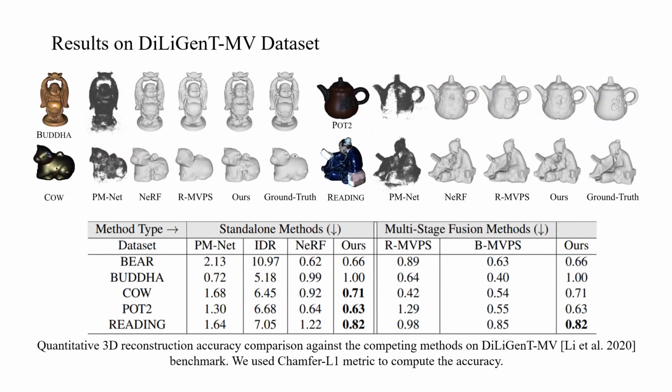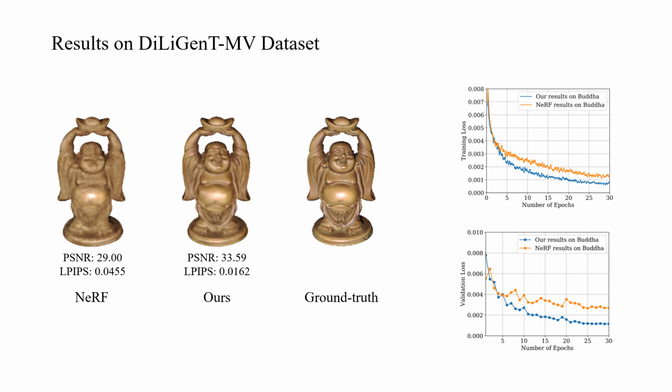We evaluate the performance of our method on the DiLiGenT-MV dataset. Here we compare the 3D reconstruction accuracy using the Chamfer L1 metric. The statistics show that our method is better than the standalone methods and comparable to the multistage fusion methods. In addition to that, our method is more favorable than the complex multistage fusion approaches because it is simple to execute and realize. Now, let's have a closer look at the rendered images.